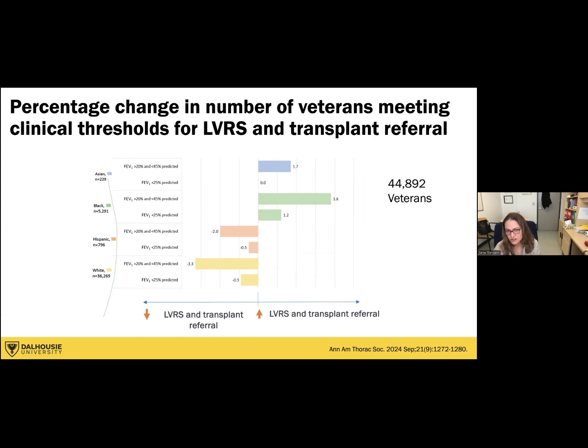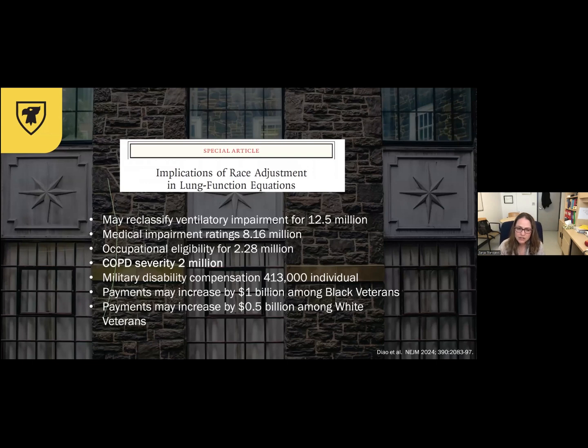The lung allocation score, at least in the US, no longer uses lung function to determine allocation, but we certainly know that people are still referred for lung transplant based on their percent predicted. And again, as expected, we're going to see fewer white and Hispanic individuals referred for lung transplant and more Black and Asian individuals recommended. There's a really nice piece in the New England Journal from last May that applied the transition to the GLI global or race-neutral equations across ventilatory impairment, occupational eligibility, COPD severity, as well as disability payments. And again, as we would expect, there would be big differences in the absolute number of individuals classified according to these new classifications.